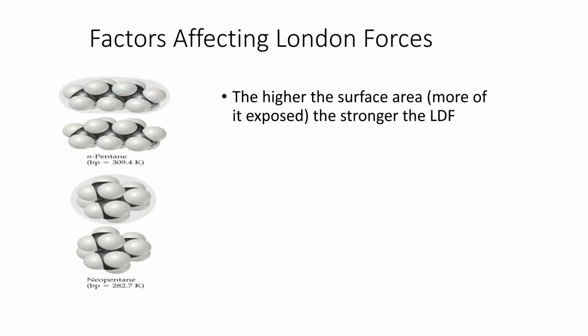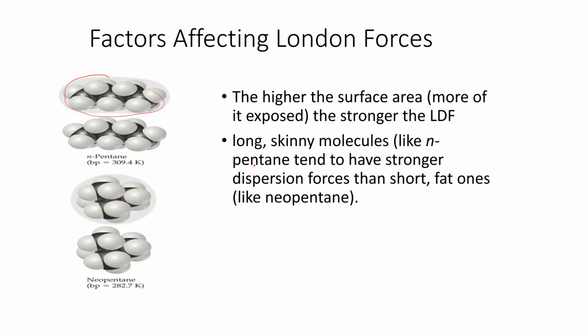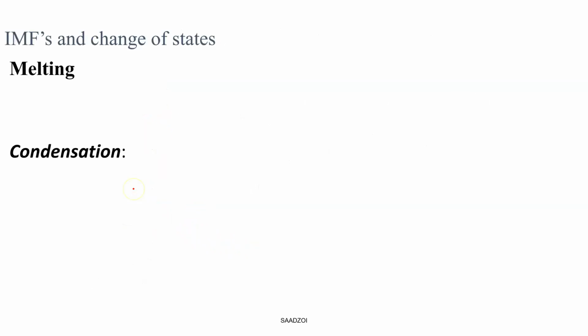Other things that affect London dispersion forces: the higher the surface area. So the more exposure there is, see how this is more exposure than this, which is compact, it's got little elements hiding, the stronger the LDF. Long, skinny molecules tend to have stronger dispersion force than short, fat ones. So that's why this one has stronger LDFs than this one.